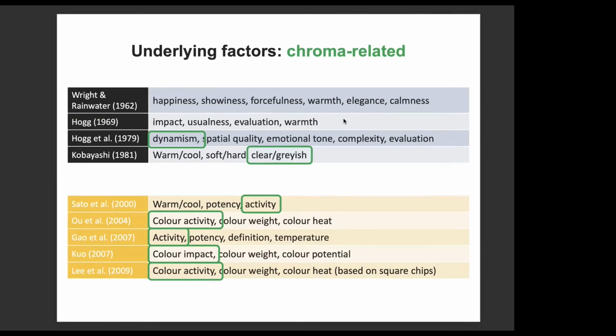The third underlying factor of color emotion is chroma-related scales. As you can see in these two tables again, the scales related to chroma include dynamism, clear-grayish, activity, color impact, and color activity.